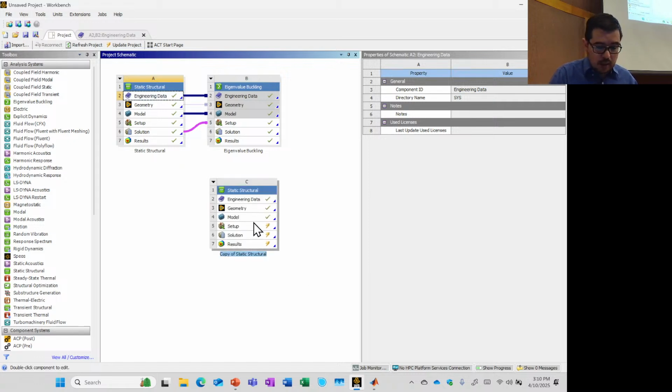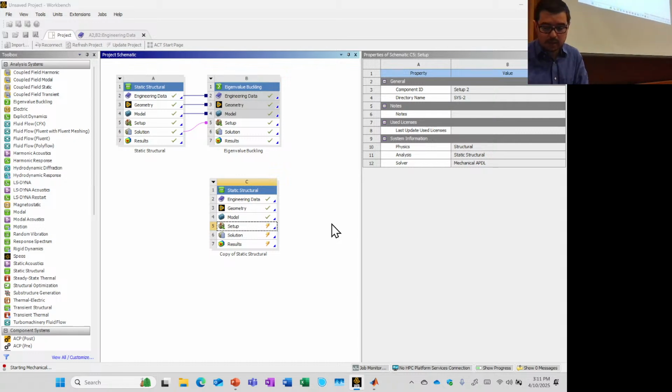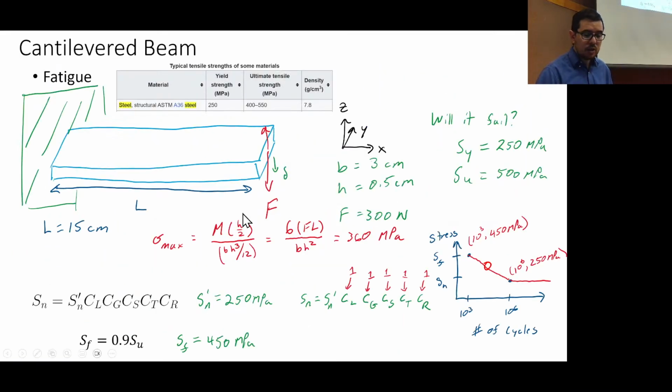Great. Okay, and then here in the model or the setup, what we're going to do is change it so that it's beam bending. All right, so if you look here, the geometry that we're interested in analyzing is going to be experiencing this cyclic load, okay, in the vertical direction. Okay, so we'll go, and it's going to be a value of 300 newtons.